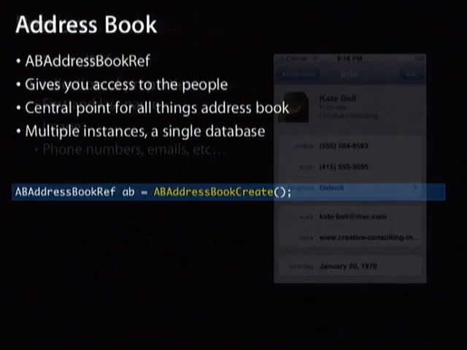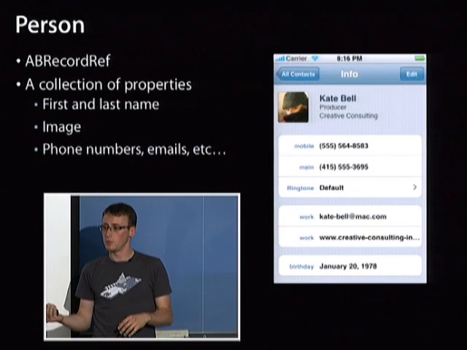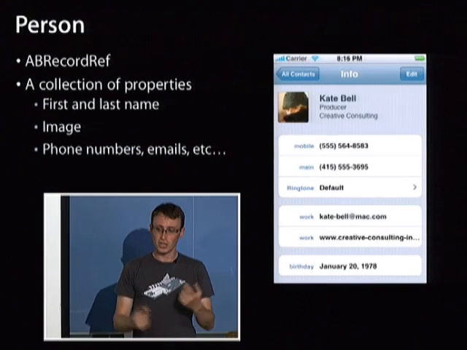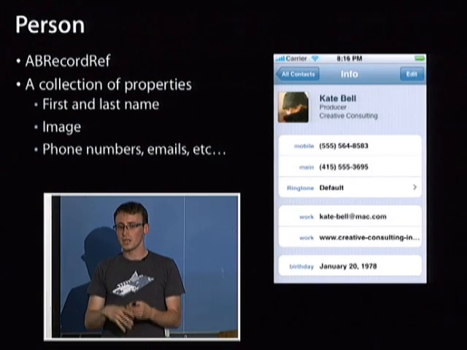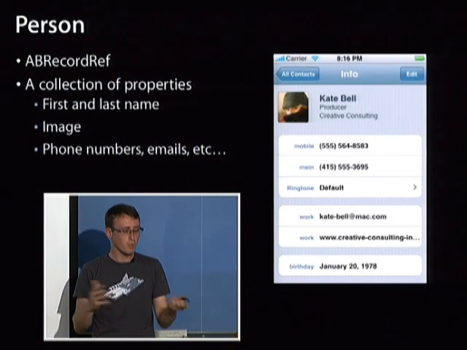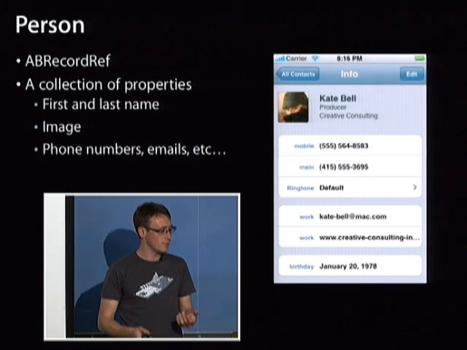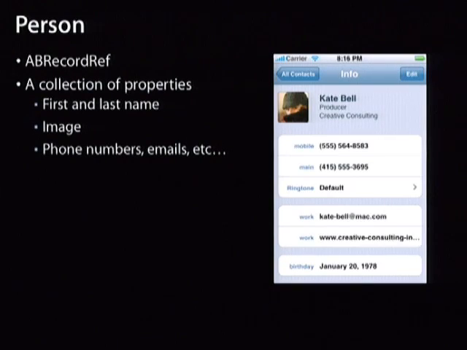So let's take a look at the people. What are people on the phone? We have this other class called ABRecordRef. And it represents the people. You can see on the left a card as you would see it on the phone. And as you can notice, it has a number of properties. Any record, address book record, is essentially a collection of property values. In this case, we have first name, last name, job title, an image, some phone numbers, et cetera, et cetera. So let's take a look at those properties. And if anybody has any questions, feel free to interrupt me as I go.